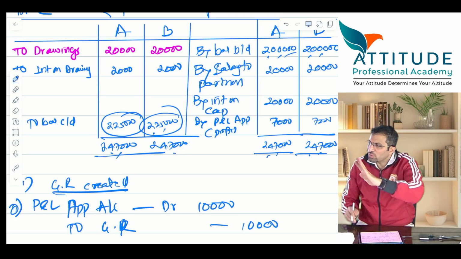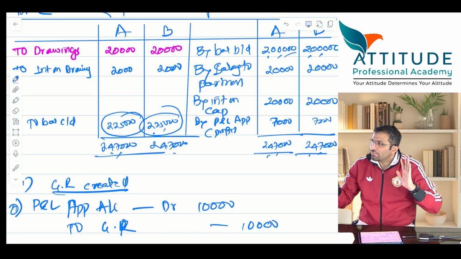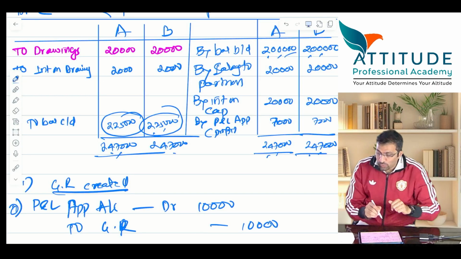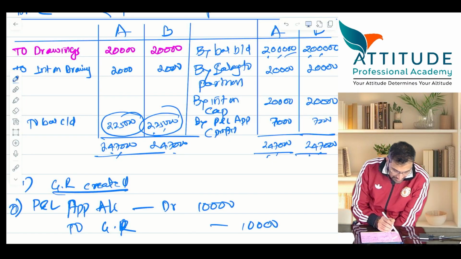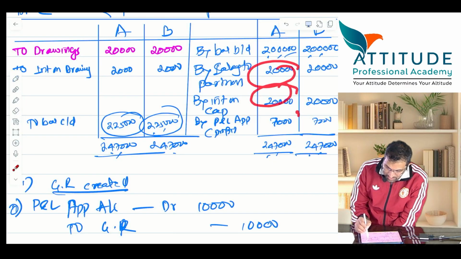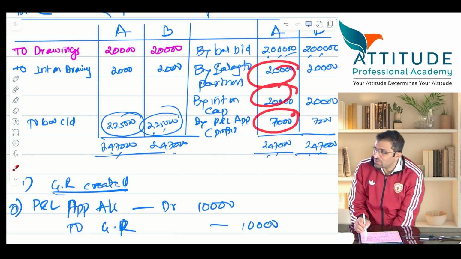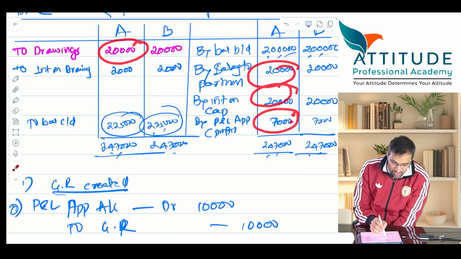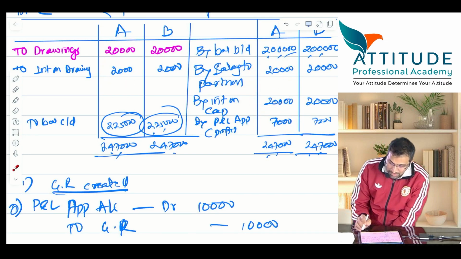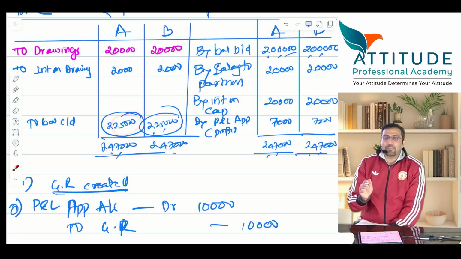Means 25,000 उनको मिला पार्टनर्स को. नहीं, उससे ज्यादा मिला सर, क्योंकि ड्राइंग्स भी किया है ना. सो कितना मिला उनको? उनको 20,000, 20,000, 7,000, 47,000 मिला. 47,000 में से ड्राइंग्स कितना किया है? 20,000. और इंटरेस्ट ऑन ड्राइंग्स कितना चार्ज हुआ है? 2,000. तो उसको निकाला तो बाकी बचेगा 25,000 which has increased. Capital has increased by 25,000.